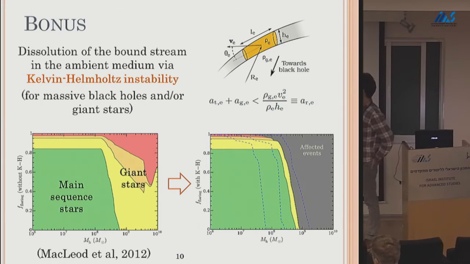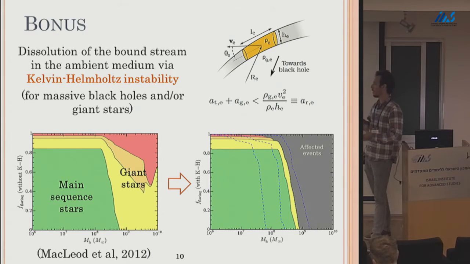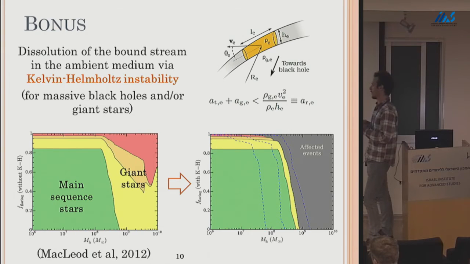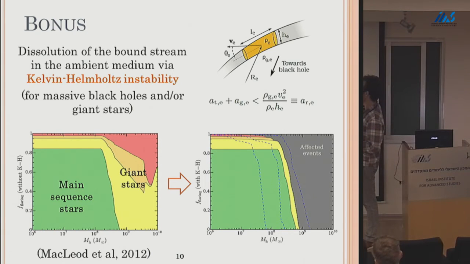So I'd like to finish by advertising a work that we've done recently investigating the interaction between the bound part of the stream and the gas surrounding quiescent black holes. What we found is that the Kelvin-Helmholtz instability, which is a shearing instability between the stream and the ambient gas, can in some cases lead to the dissolution of this stream into the ambient medium. And this effect is enhanced if the density contrast between these two components is decreased, which occurs both for massive black holes and for giant stars.